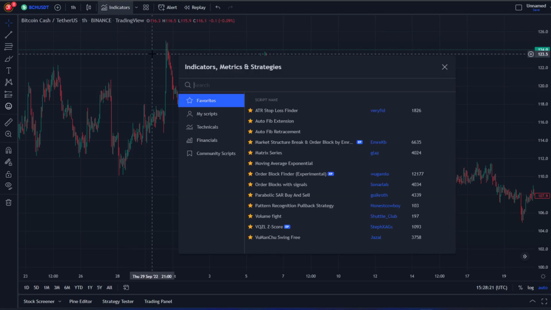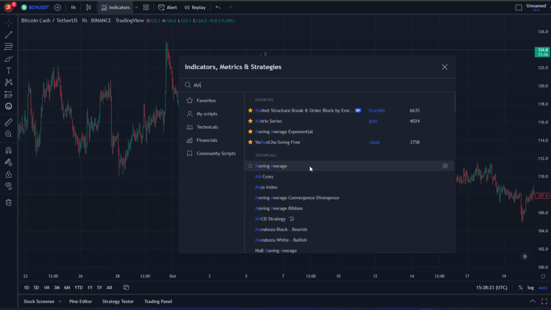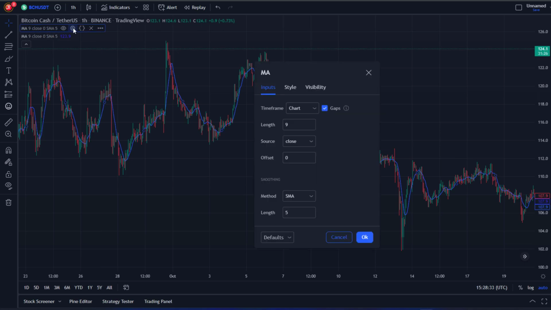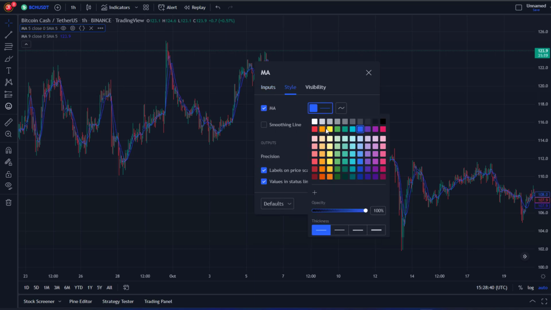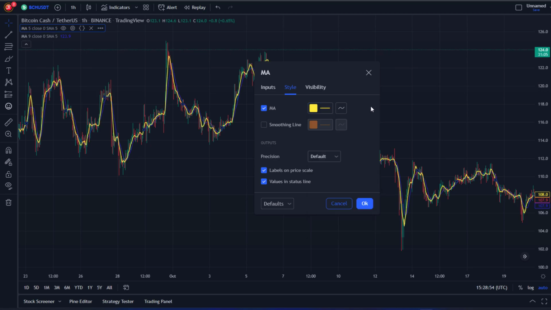We are going to search MA, moving average 1, moving average 2. Okay, 2 moving averages. The first one, we are going to set the length to 5, and we are going to change the color. It really depends on your own choice. I would prefer a yellow, and I would also make it thick. From this section, the thickness here, I would make it thicker. This much is enough for me.